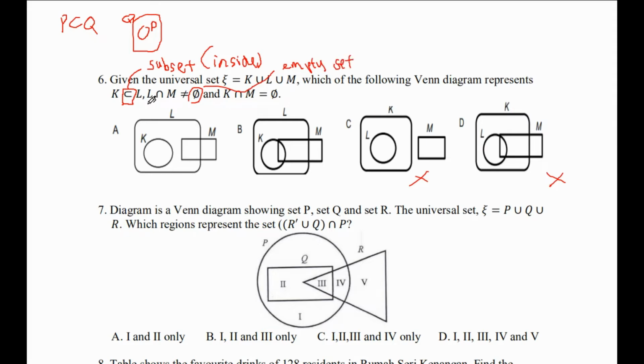Okay, so this sentence here means L does intersect M. L intersect with M. Okay, this is correct.